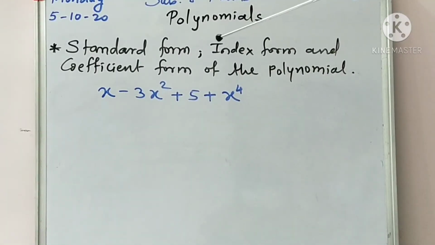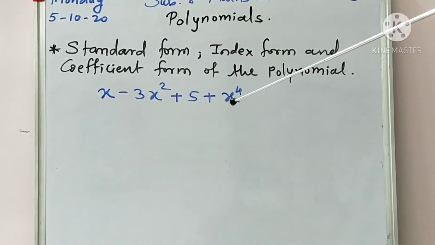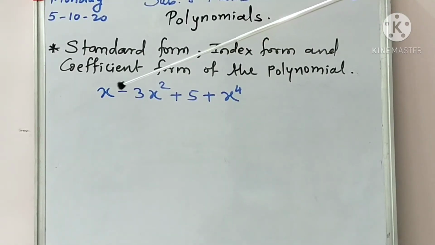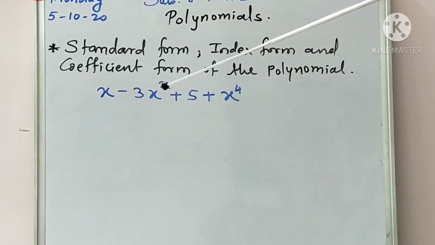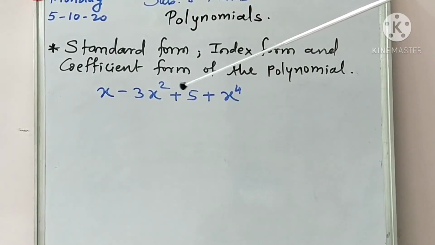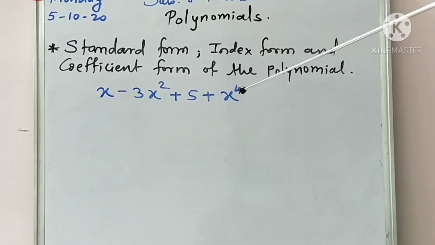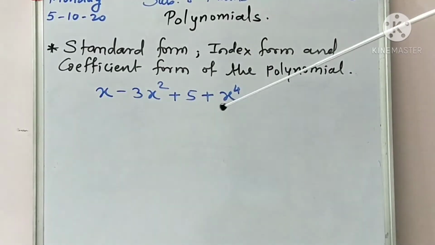Okay, so here as you are observing there are what? 4 terms, but as we notice here, the index or the powers of the variable are what? Here it is 1. For the second term the power is 2. The third term is a constant, which means the power is 0, and for the fourth term the power is what? 4. Okay, which means the degree of this polynomial is what? 4.